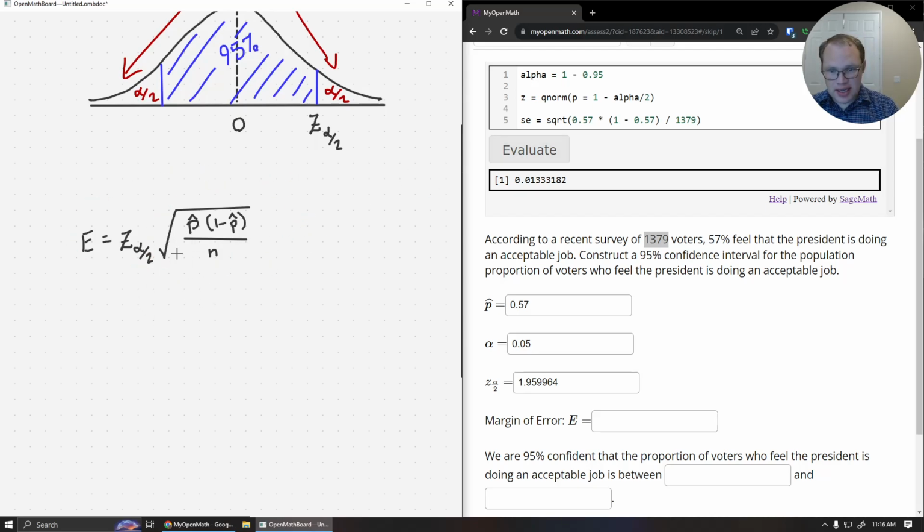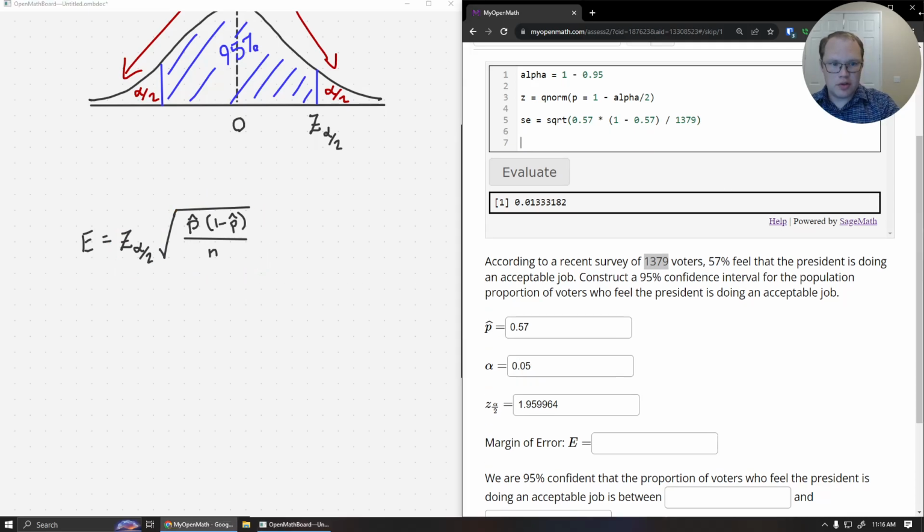So all I have to do now is take that standard error and multiply it by my z value that I calculated. Okay, my z alpha over 2. So that means my margin of error is just the z value that I found times the standard error. It's 0.0261299. That's my margin of error.